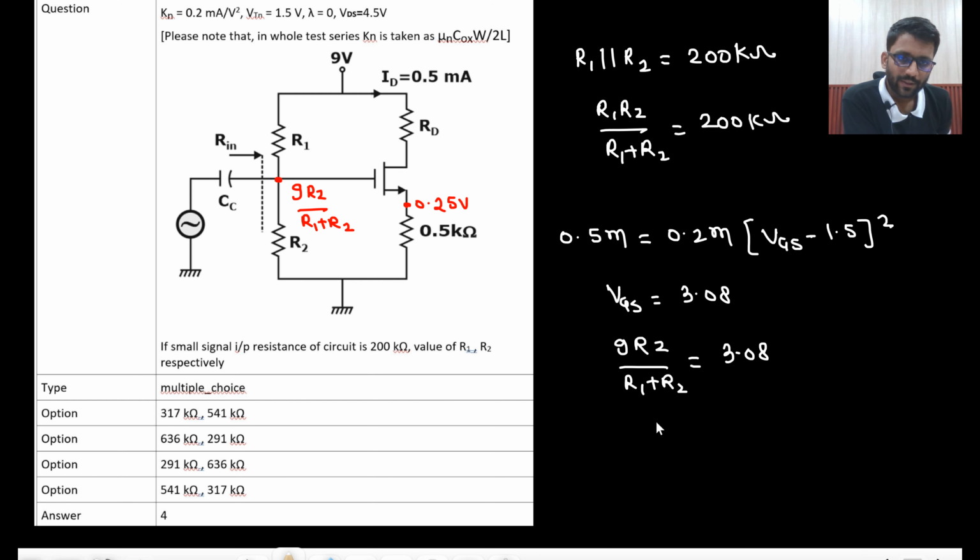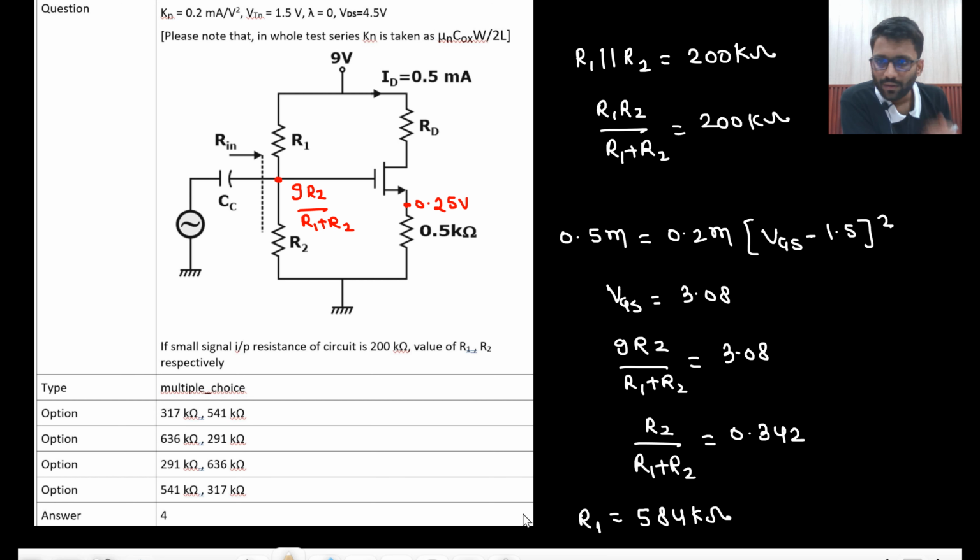So R2 upon R1 plus R2 is 3.08 divided by 9, which is equal to 0.342. So from here I can get the value of R1, right? Because I know this value, I will put this value here, reciprocal of that into 200. So I am getting 584. R1 value I am getting 584 kilo ohm. 584 is not in the options, yeah.